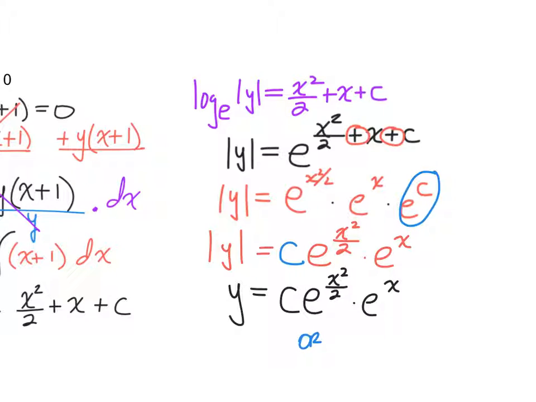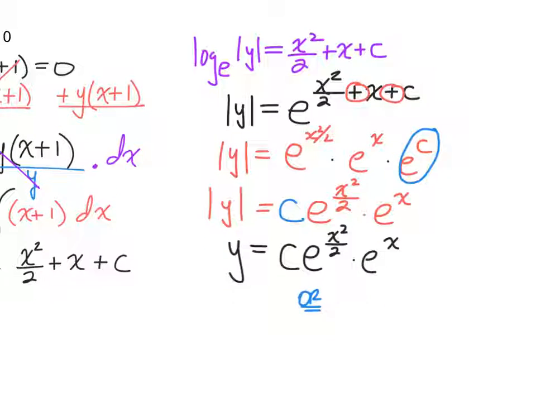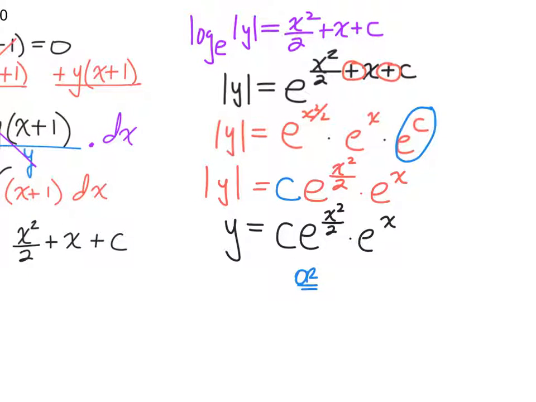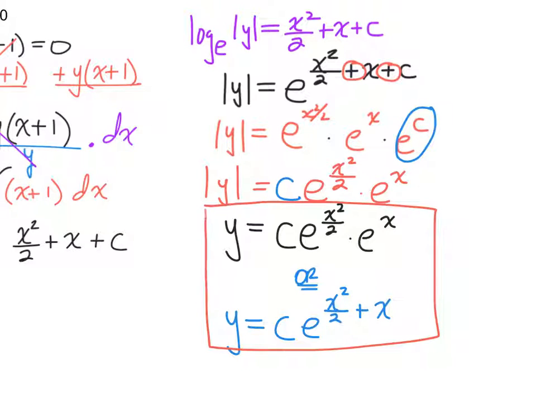Maybe you want to put it back together, because once you have that constant separated out, you really kind of did what you needed to do. So you could write it as c e to the x squared over 2 plus x. Either one of those answers is equally acceptable.